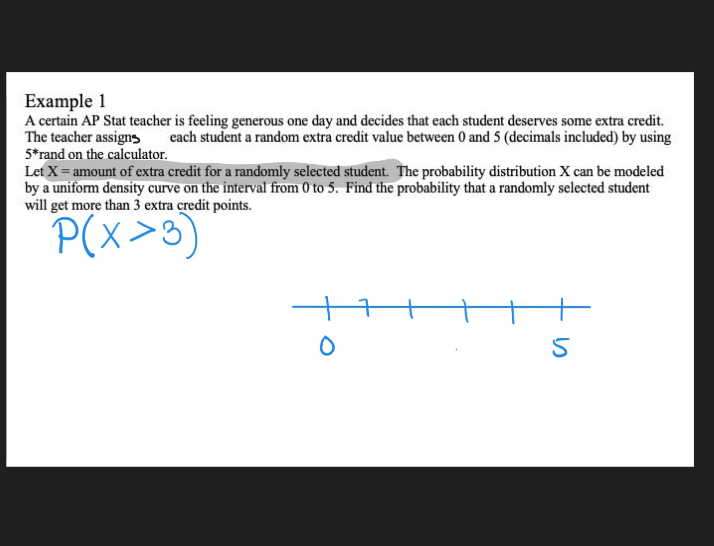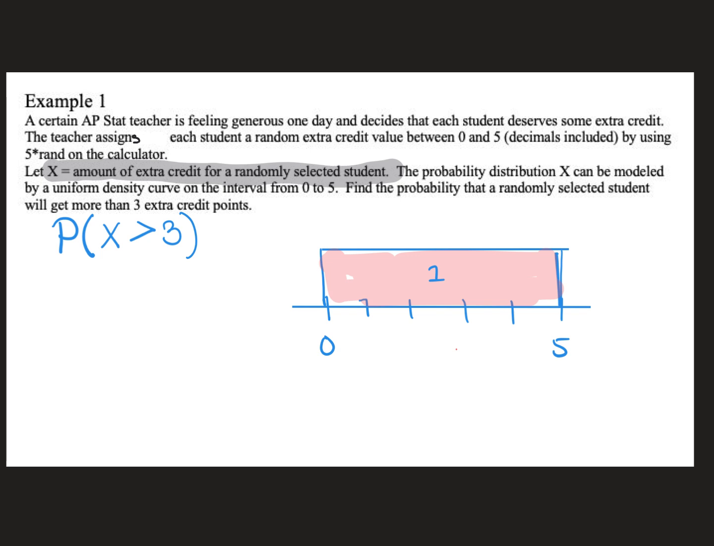And we know that the area under a density curve is equal to 1, and we're told it's uniform. That means every value would have the same probability of being selected. So if that's true, then it's going to form a rectangle. And we know again, as I said, that this area that's shaded in here would be equal to 1.